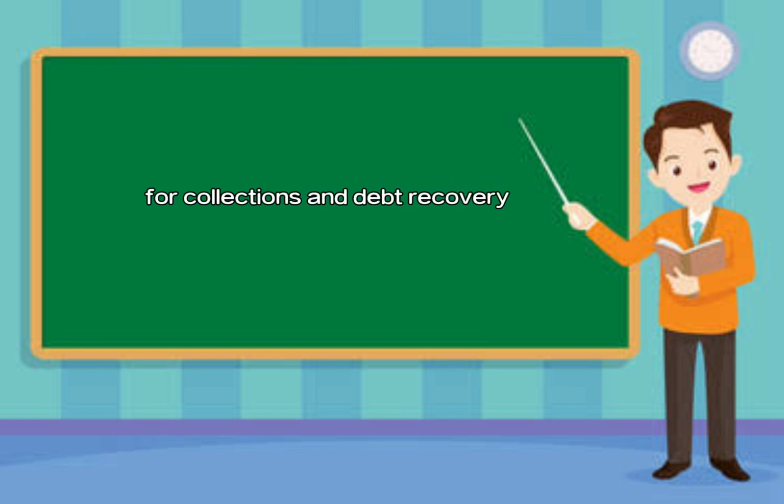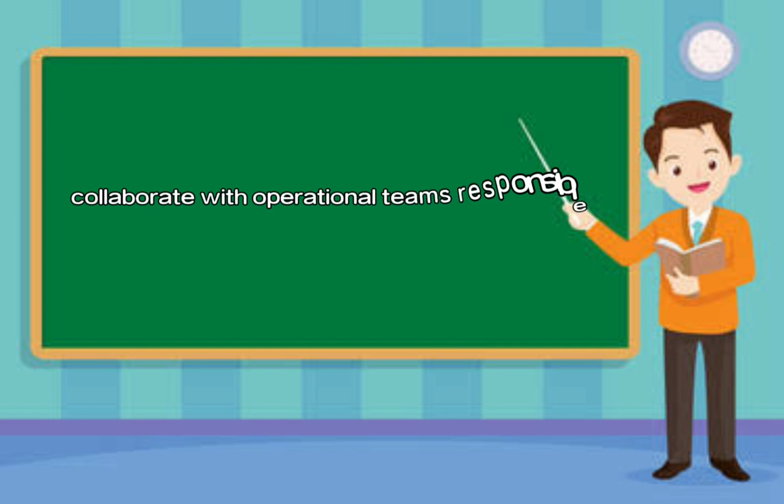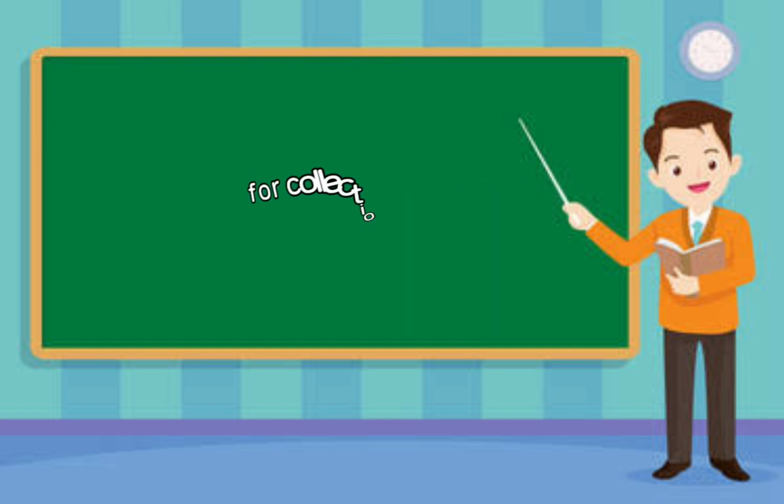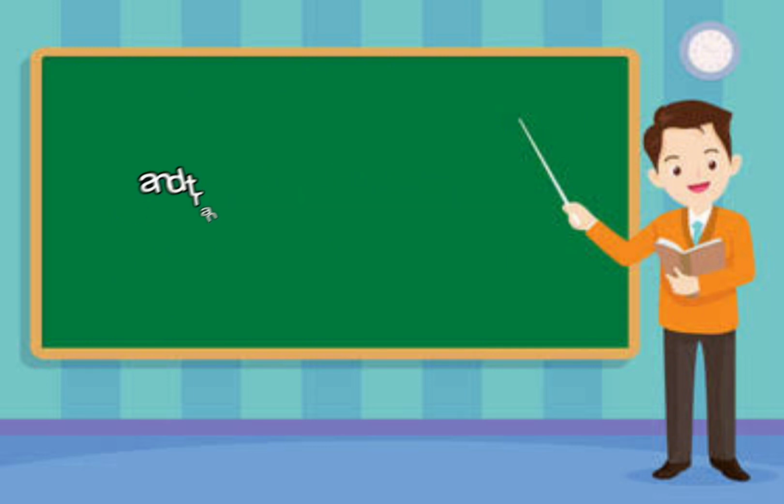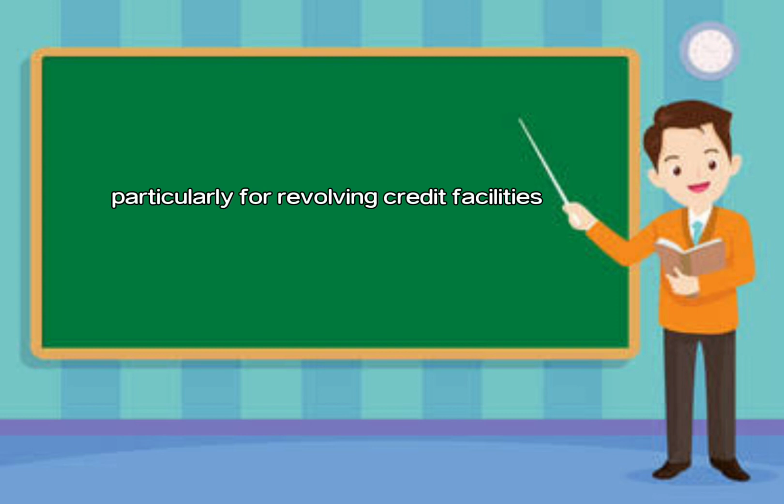4. Collections and debt recovery. Design strategies for collections and debt recovery plans when accounts become delinquent. Collaborate with operational teams responsible for collections and debt recovery processing. 5. Fraud prevention. Devise strategies to identify fraudulent applications for new credit and transactions for existing credit, particularly for revolving credit facilities.